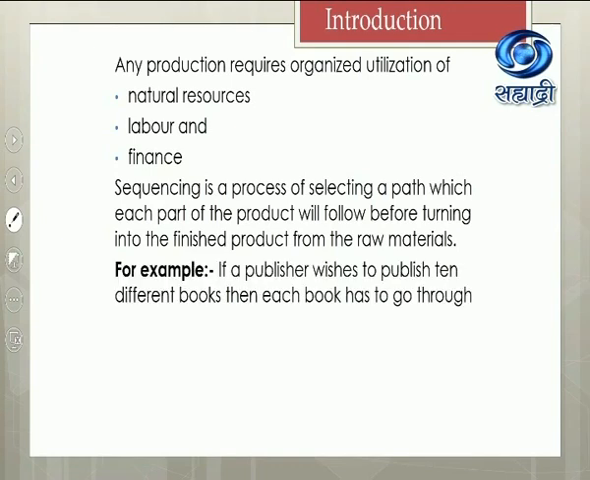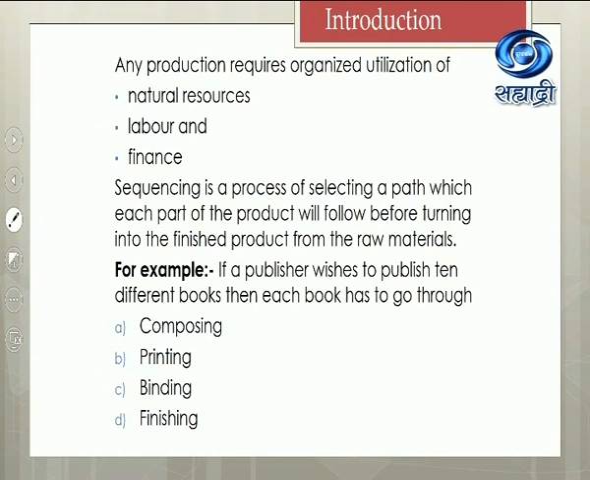Example: if a publisher wishes to publish 10 different books, then each book has to go through composing, printing, binding, and finishing. Here the problem of the publisher is to decide which book is to be processed first, which is to be processed next, and so on. He has to determine an order, that is a sequence, of giving the manuscripts to the press in such a way that the total elapsed time and the total idle time for the machines is minimized.